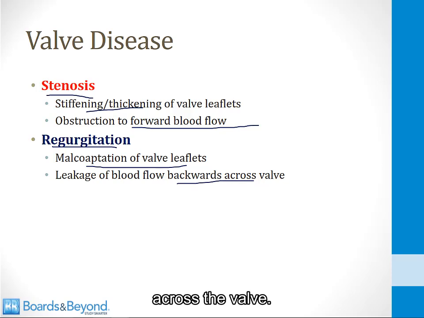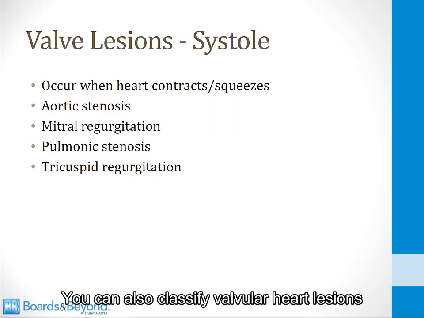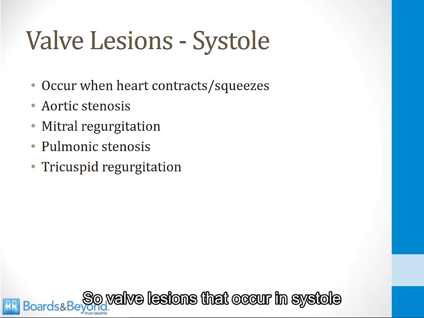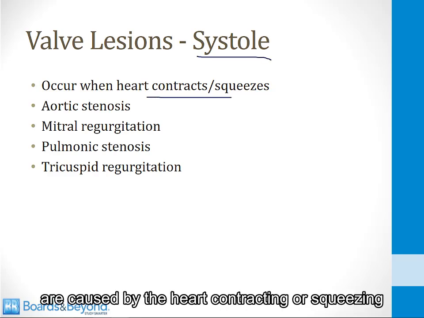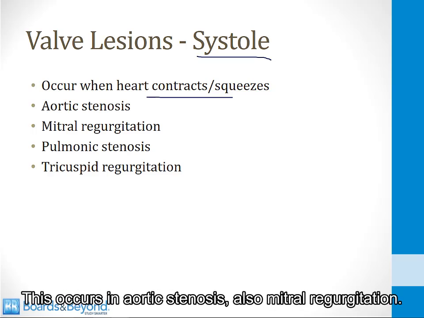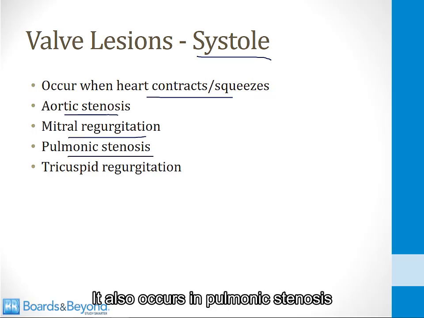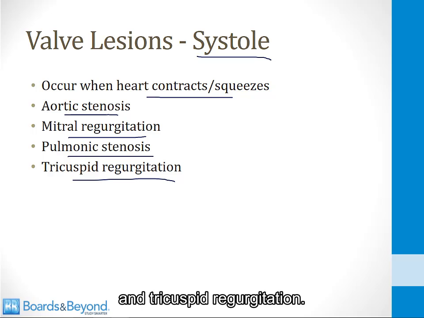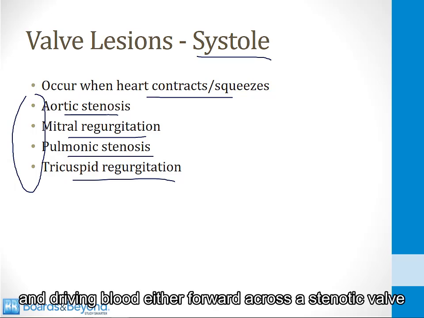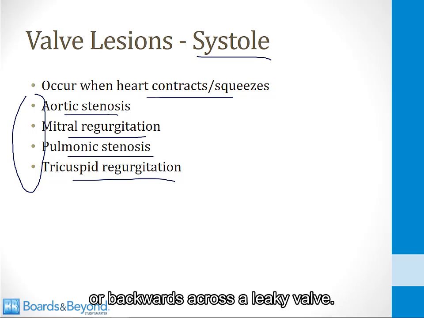You can also classify valvular heart lesions in terms of the portion of the cardiac cycle in which they occur. So valve lesions that occur in systole are caused by the heart contracting or squeezing and driving blood flow across an abnormal valve. This occurs in aortic stenosis, also mitral regurgitation. It also occurs in pulmonic stenosis and tricuspid regurgitation. All of these lesions are caused by the ventricle contracting and squeezing and driving blood either forward across a stenotic valve or backwards across a leaky valve.